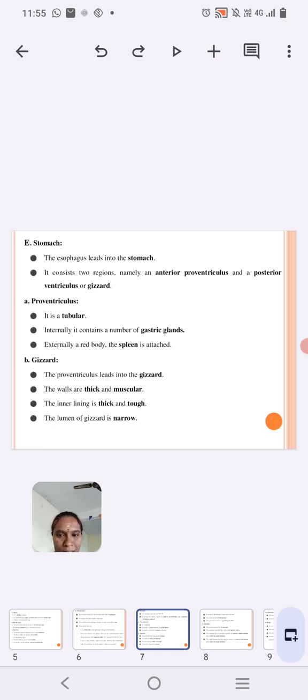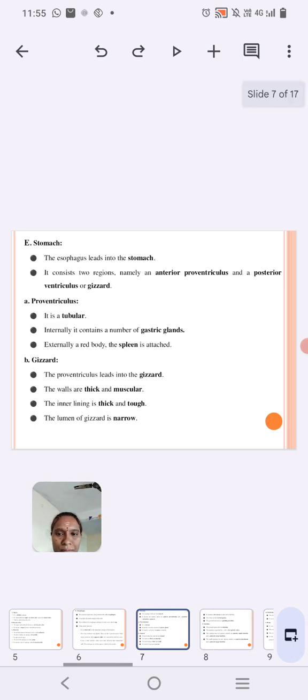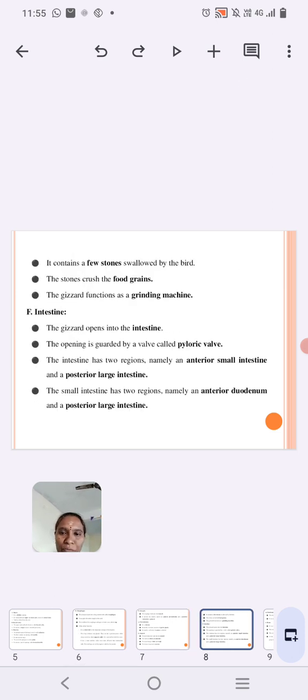The second one is the gizzard. The proventriculus leads into the gizzard. That means the anterior part of the stomach extends and leads into the gizzard region. The walls are thick and muscular. The inner lining is thick and tough. The lumen of the gizzard is narrow. The gizzard contains a few stones. Some bones are swallowed along with some stones. The function of the gizzard is like a grinding machine.